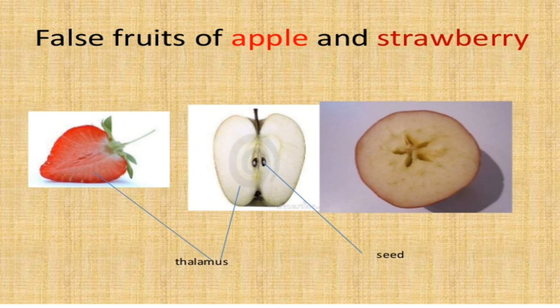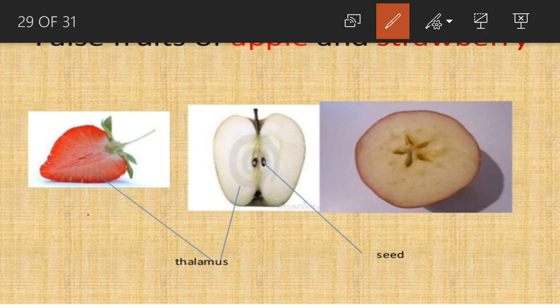These are the false fruits. False fruits are those fruits which develop from other floral parts. Fruits like strawberry and apple are false fruits because they develop from the fleshy thalamus.